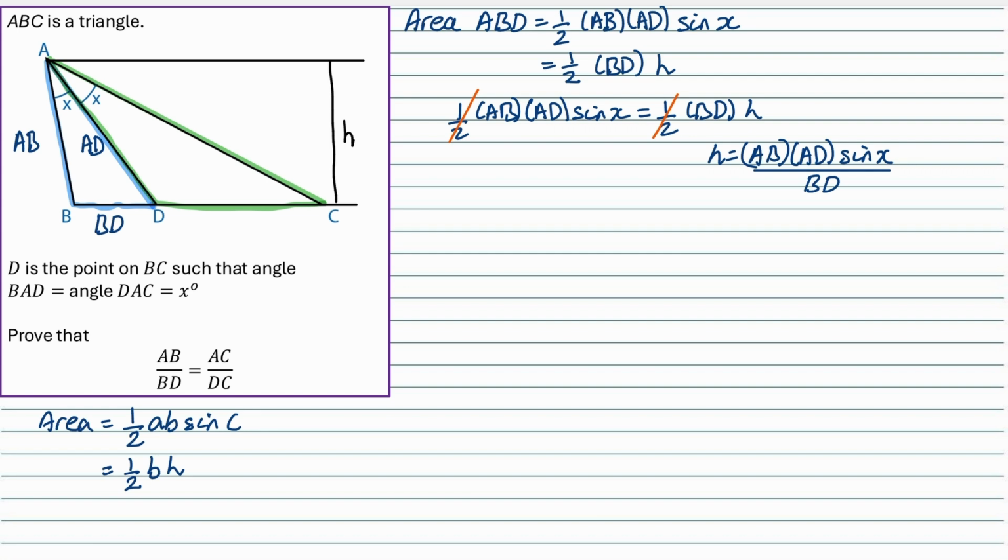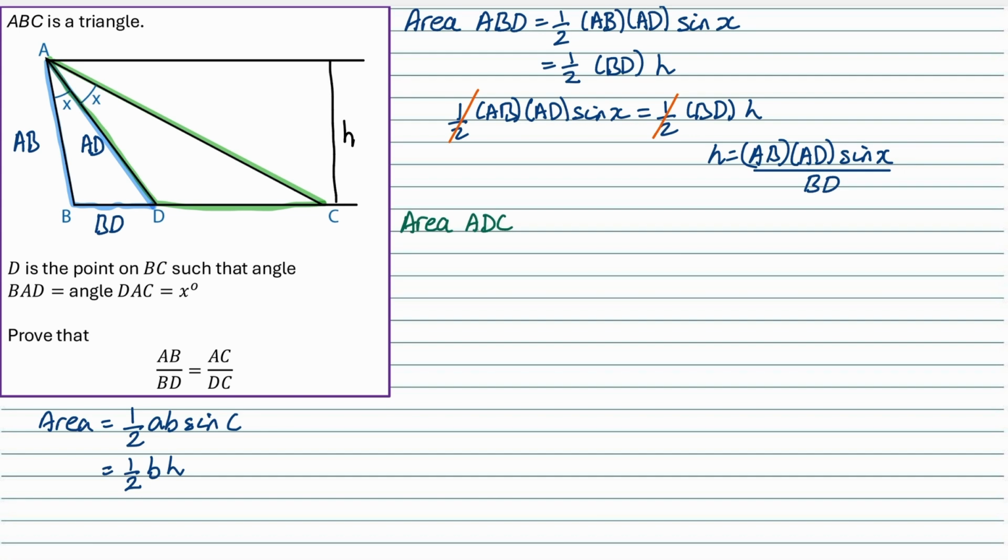So what we'll do then is we'll apply exactly the same idea to this green triangle, and then we'll set the two perpendicular heights equal to each other. And hopefully that will give us what we want to show here. So if you didn't manage to do this bit yourself, do you want to try and do it with this green triangle? You can pause the video and come back when you're ready.